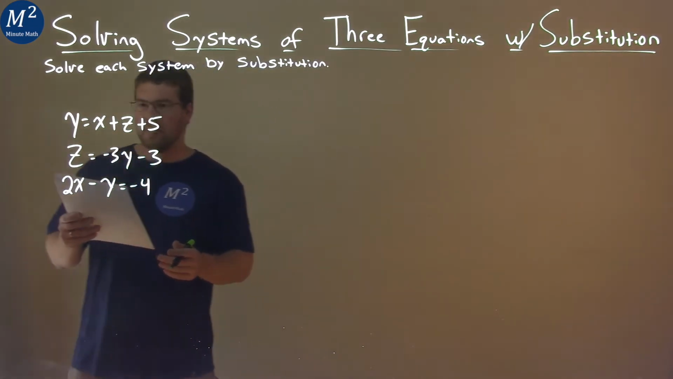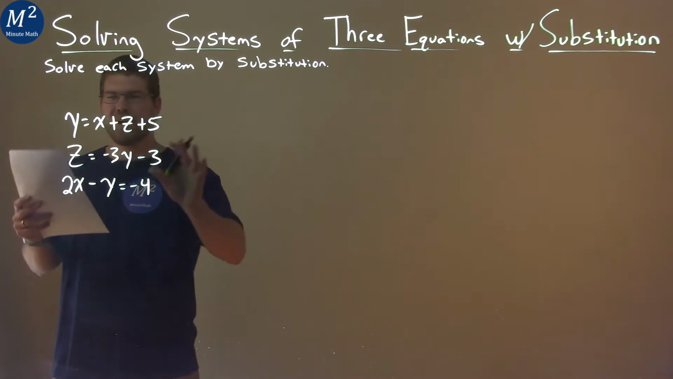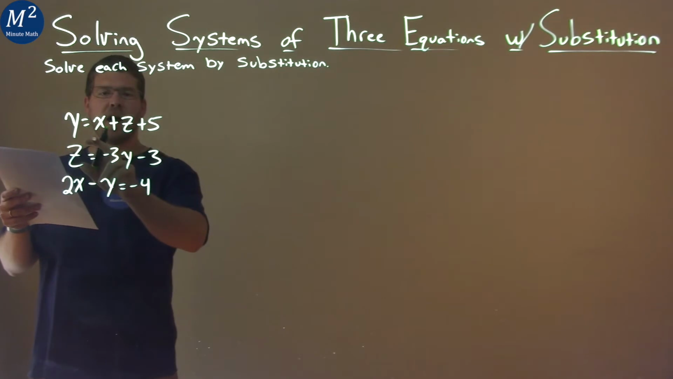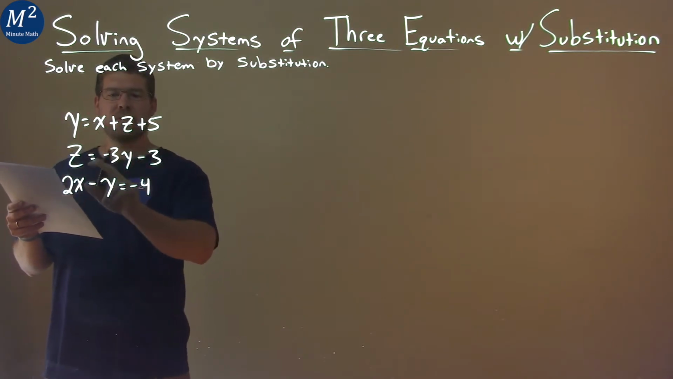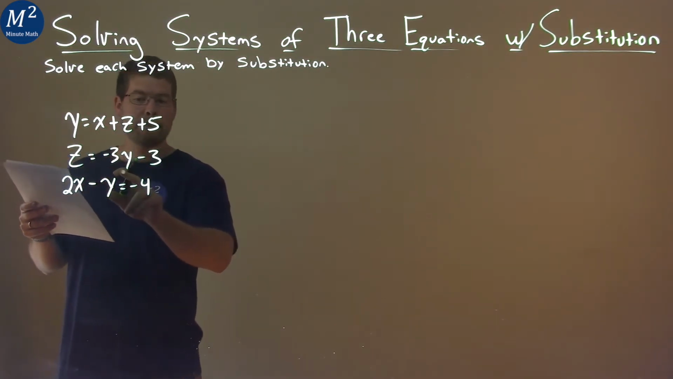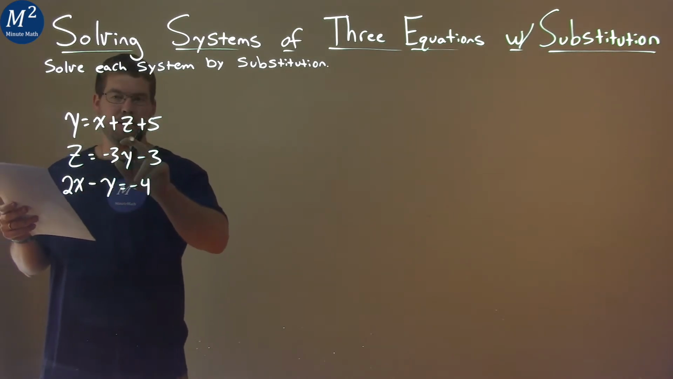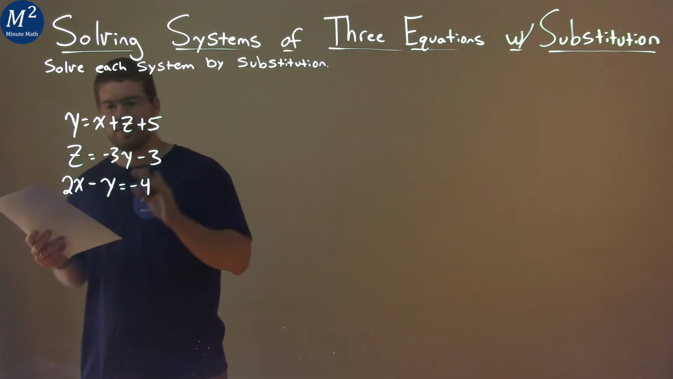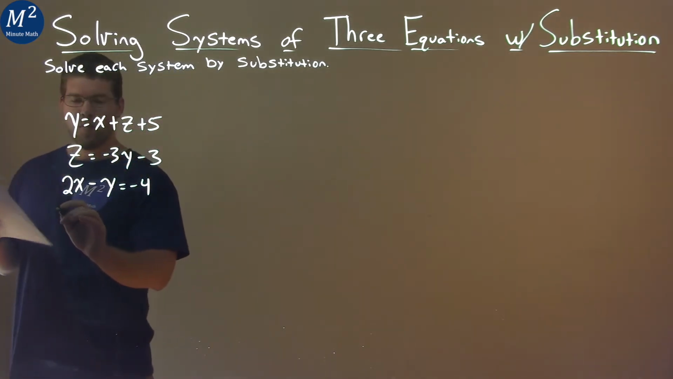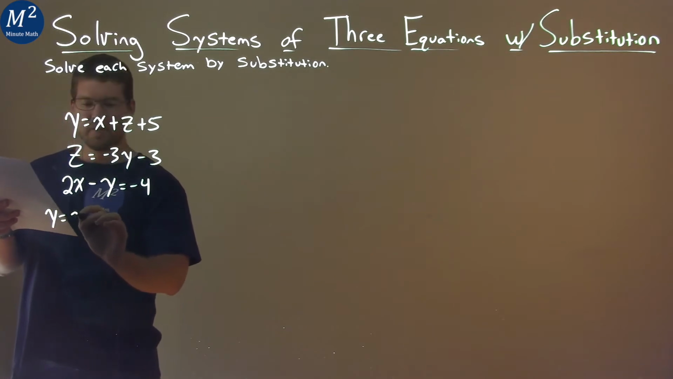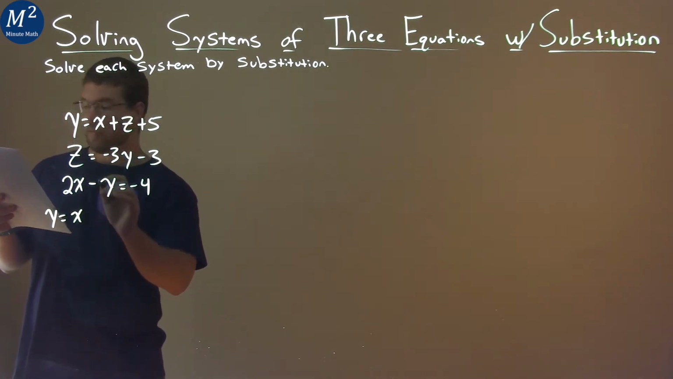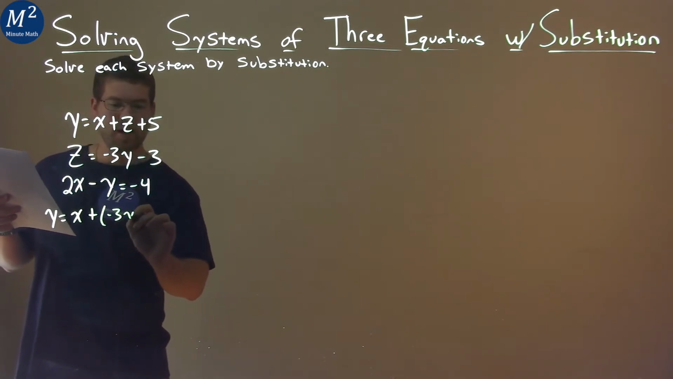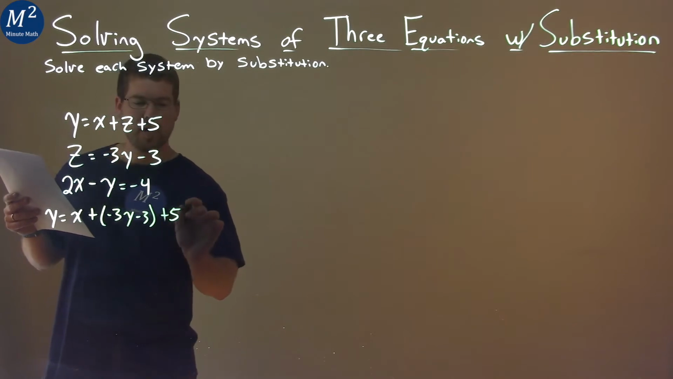Well, first thing I'm going to do is look and map out what I'm going to do. And I see my first equation here has y equals x and a z. And the second equation has z equals something with y. So I'm going to substitute this negative 3y minus 3 in for this z, and I'll have an equation with just x's and y's. So we have y equals x plus, and now we're inserting the z value, negative 3y minus 3, and then we have plus 5.